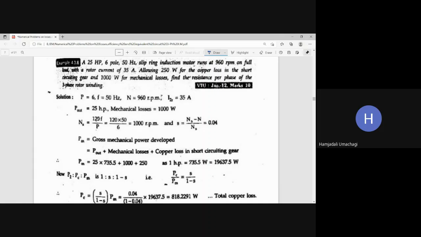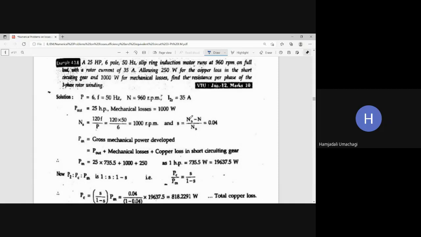So now let us calculate the synchronous speed ns. Synchronous speed ns is equal to 120 f by p, where frequency is 50 and poles are 6. Then we'll be getting ns as 1000 rpm. Using the slip formula, let us calculate the slip value here, where s is equal to ns minus n upon ns. Ns value is 1000 and n value is 960. Then with this we'll be getting slip value as 0.04.